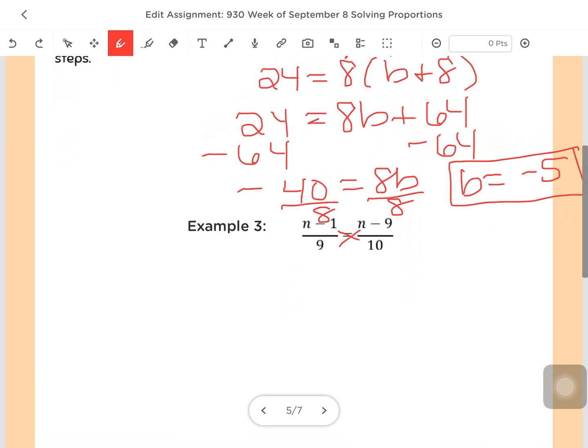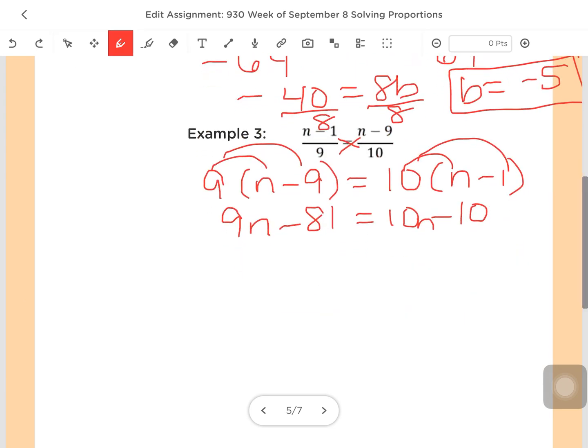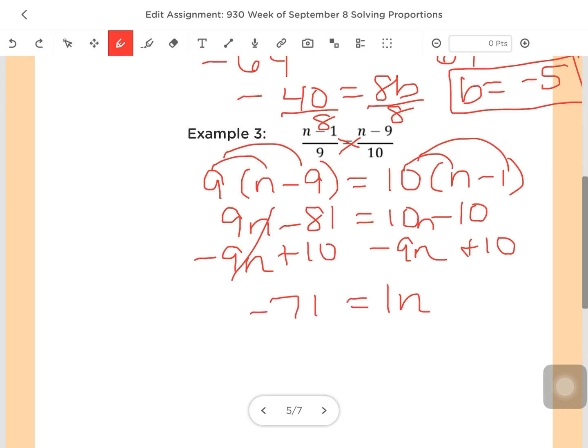Finally, continue with my cross product thing here. I'm going to multiply 9 times the quantity of n minus 9, and then 10 times the quantity of n minus 1. So I'm going to distribute and see what I get here. So I've got 10n minus 10. Then I'm going to solve my equation. I'm going to subtract 9n from each side. So this will give me 1n. I'm going to add 10. And that'll give me a negative 71. So n is going to equal negative 71.